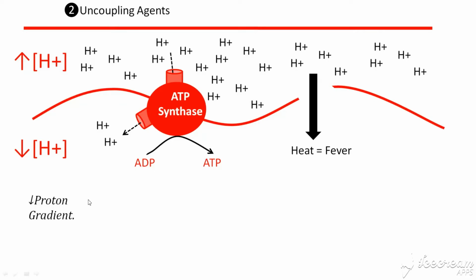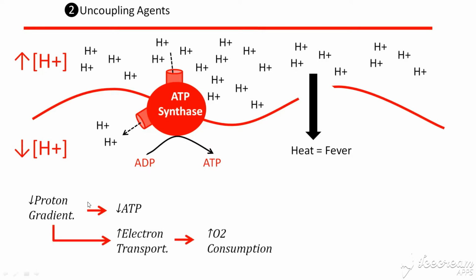Okay, so like we said before, this leak in protons is going to cause a decrease in the proton gradient. This decrease in proton gradient is going to cause a decrease in ATP because it's the proton gradient that's going to push ATP synthase in order to phosphorylate ADP to form ATP.